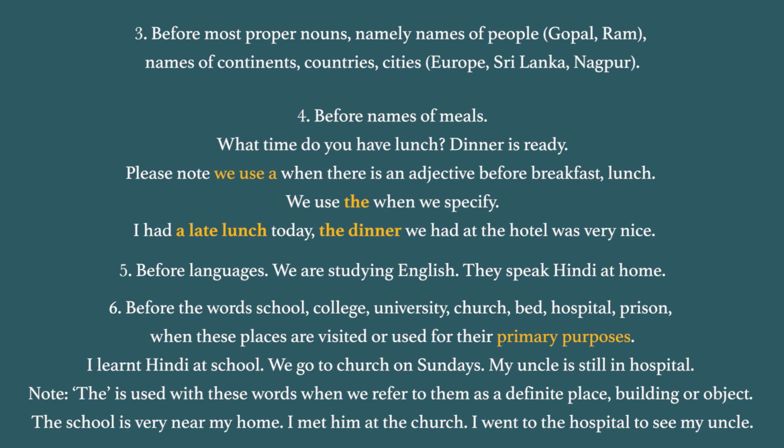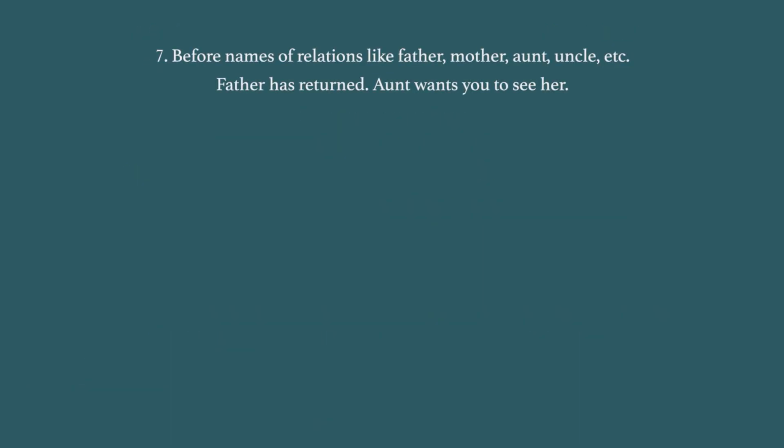Note, the is used with these words when we refer to them as a definite place or building or object. Example: the school is very near my home. I met him at the church. I went to the hospital to see my uncle. Next is before names of relations like father, mother, aunt, uncle, etc. My father has returned. Aunt wants you to see her.